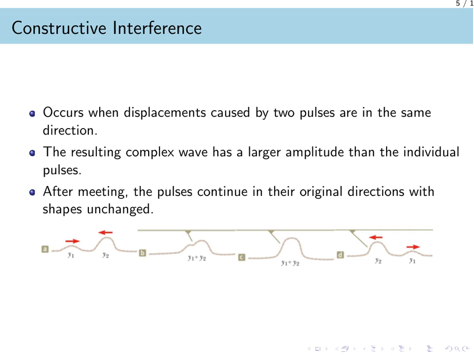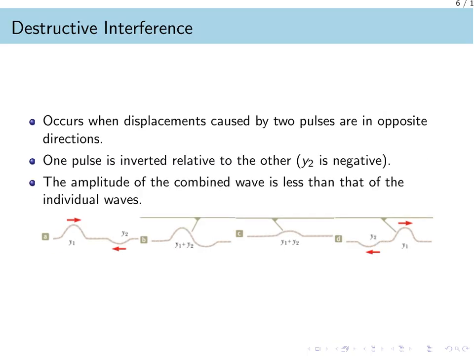Constructive interference occurs when the displacements of two pulses are in the same direction. The slide shows a sequence of two pulses, y1 and y2, moving toward each other. In the second image, they begin to overlap, and the total wave function becomes the sum of the two. With the crests perfectly aligned, the resulting complex wave reaches a maximum amplitude that is larger than either of the individual pulses. Once the interaction is over, as seen in the final image, the pulses continue on their original paths with their shapes completely unchanged.